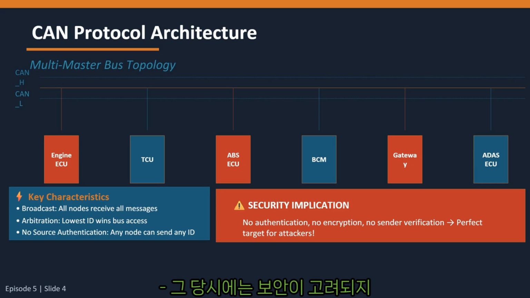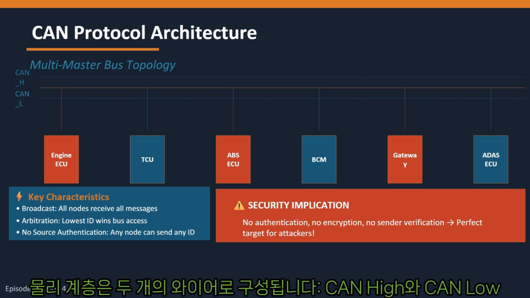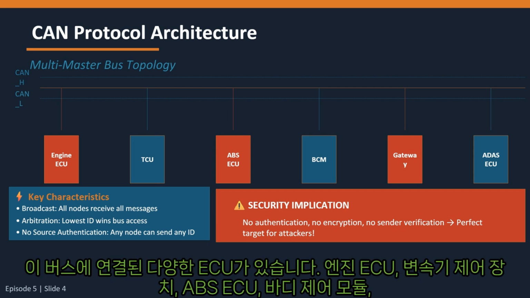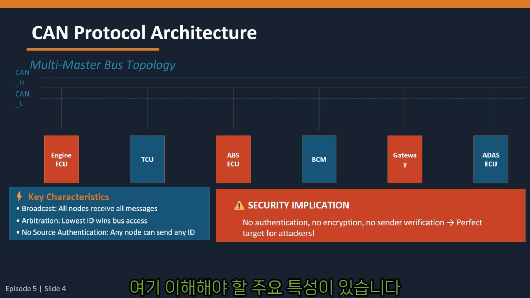Let's look at the CAN protocol architecture. CAN uses a multi-master bus topology. The physical layer consists of 2 wires, CAN high and CAN low. These create a differential signal that's resistant to electromagnetic interference. Connected to this bus are various ECUs. You might see an engine ECU, transmission control unit, ABS ECU, body control module, gateway, and ADAS ECU, all communicating on the same bus. Here are the key characteristics you need to understand.